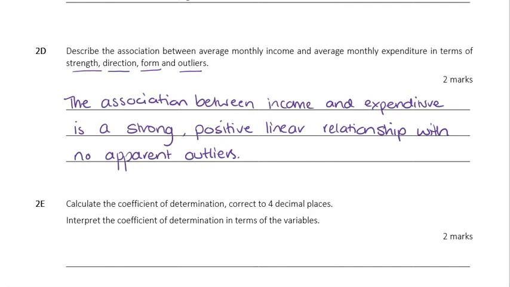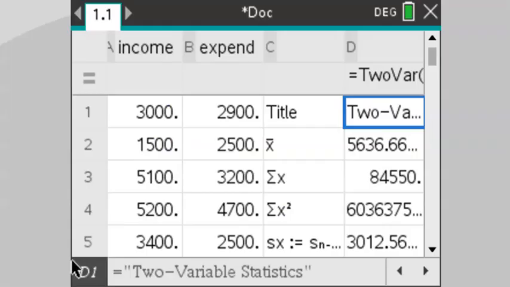2E, calculate the coefficient of determination. So here we want our R squared value, correct to 4 decimal places, and then interpret the coefficient of determination in terms of the variables. At this point, because you have the raw data, you should use your R squared value from your calculator. And we would need to do a different set of calculations to get that value because it's not in the list that we currently have.